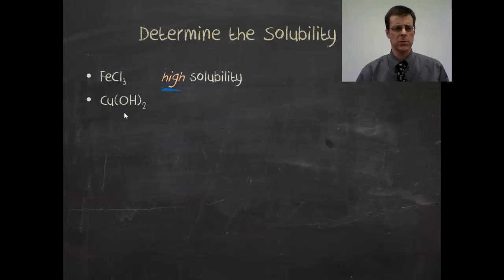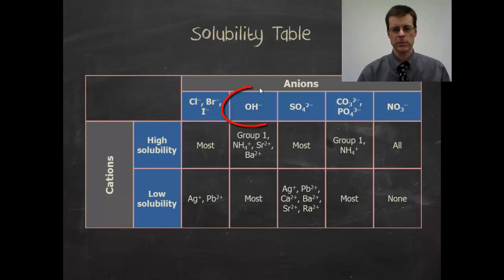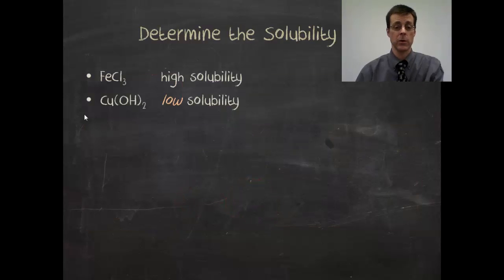Cu(OH) taken twice. We might not have the nomenclature for this yet, and that's okay, but I'm going to be looking for this in the table, and then secondly looking for the copper. Back to the table. Here we go. So here's my OH, and I have this list here, group 1, that's lithium, sodium, potassium, and so on, NH4, Sr2, strontium, and barium. I don't see copper in the top list, so it must be in the bottom list. And that corresponds to low solubility. So I would go back and say that this compound has low solubility.